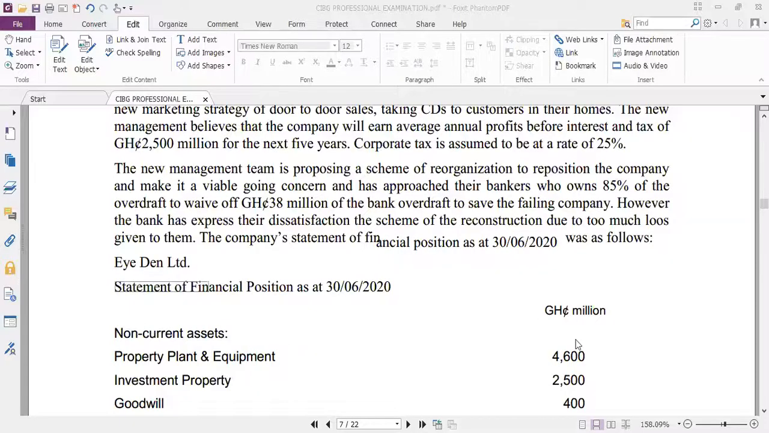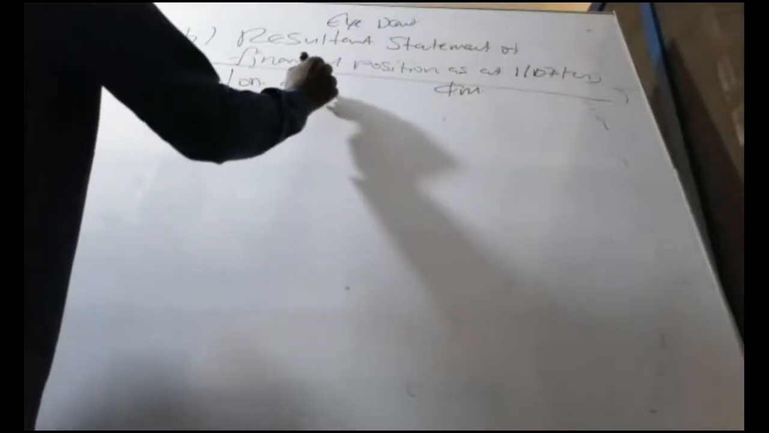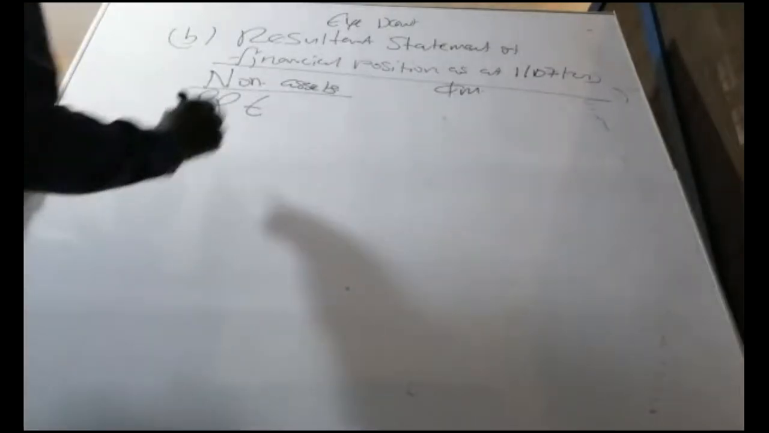Where do we start from? Wherever they start from, we start from there. The solution to every question is the question itself. They start from non-current assets, so we write non-current assets. This part will really pay you if you know it. They start from PPE. You are not going to copy their figures, please. What are you going to copy? Copy your going concern values.